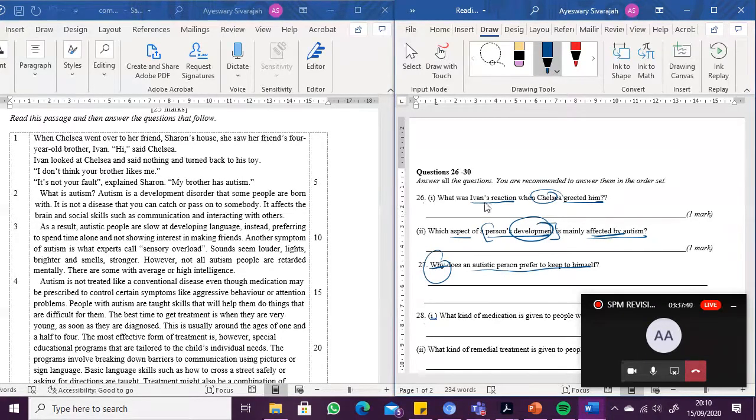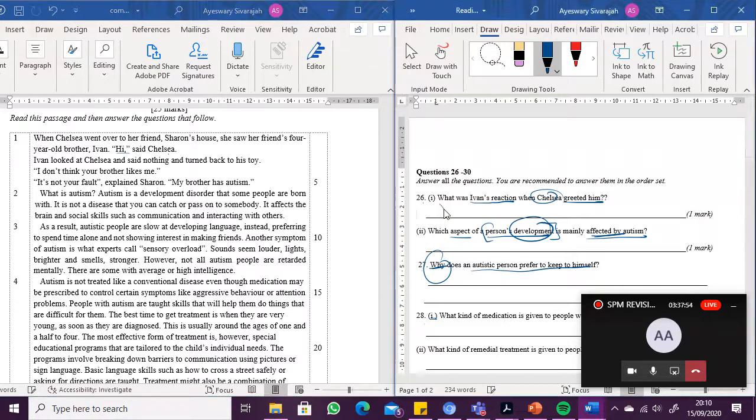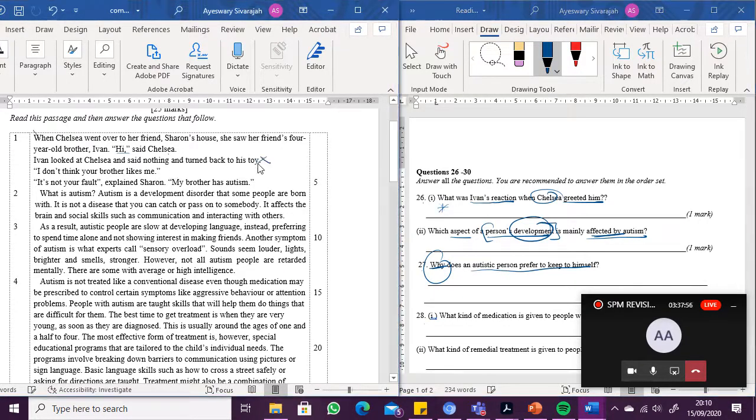If you start from here, what was Ivan's reaction when Chelsea greeted him? If you skim through, all right. "Hi," said Chelsea. Ivan looked at Chelsea and said nothing and turned back to his toy. So here starts, this is your answer. All right. This is your answer.